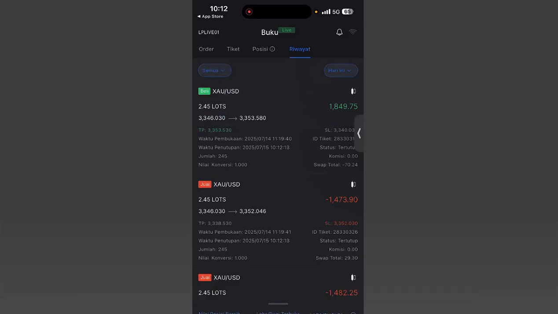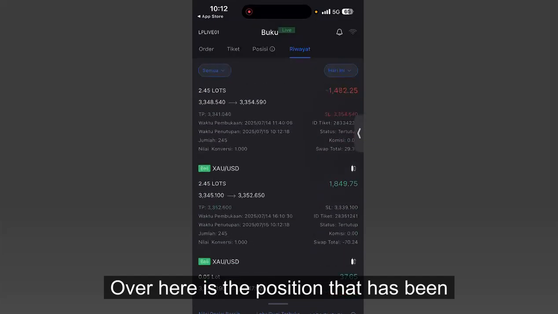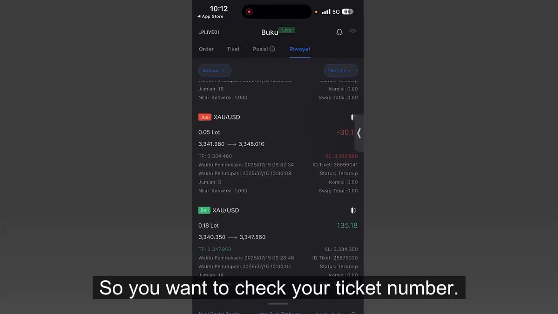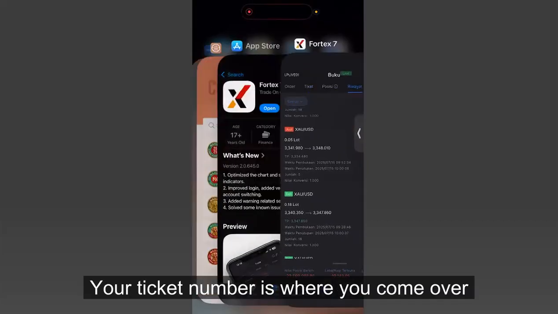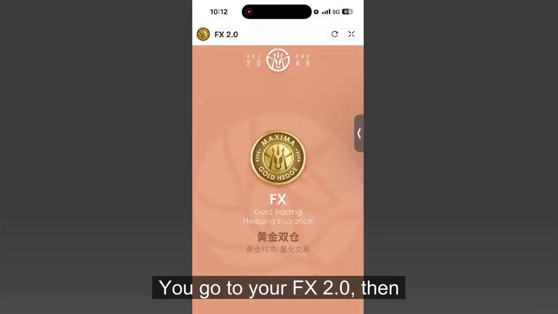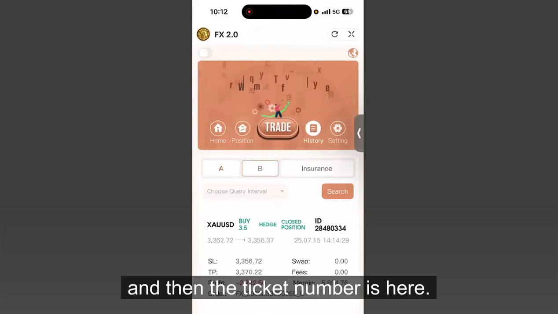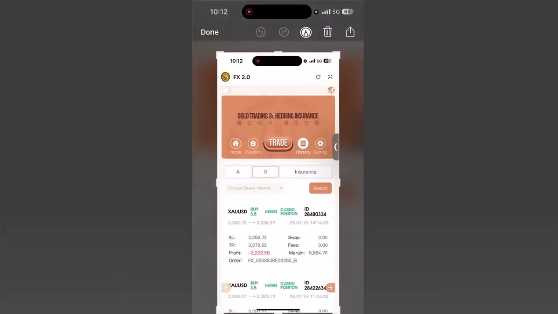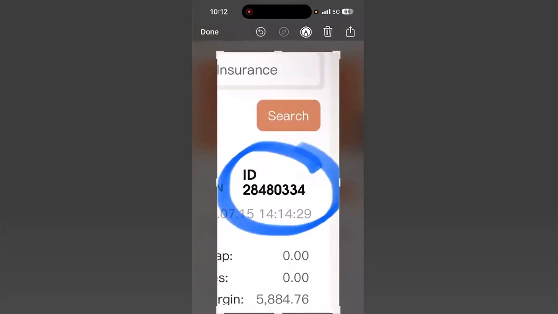So back to here. Over here is the position that has been closed. So you want to check your ticket number. Your ticket number is where you come over to your app. You go to your FX 2.0. Then you go to the history, go to B, and then the ticket number is here. ID 28480334. So this is the ID.